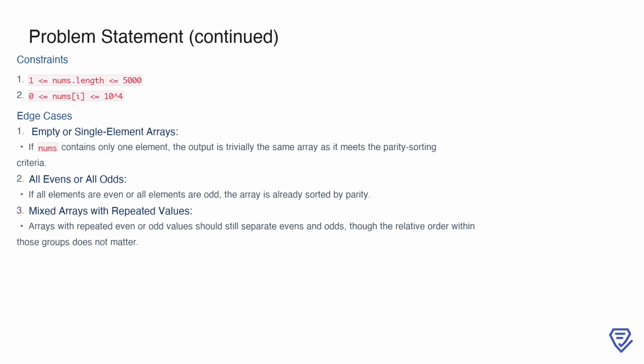For edge cases, consider arrays with only one element. If the array has a single number, the output is simply the same array, as it already satisfies the parity condition. Another edge case is when all elements in the array are either even or odd. In this situation, the array is already sorted by parity, so no rearrangement is needed. Finally, for arrays with mixed even and odd numbers that include repeated values, remember that the evens and odds should still be separated, but the relative order within each group is irrelevant. These constraints and edge cases will help guide your approach to solving this problem efficiently and correctly.